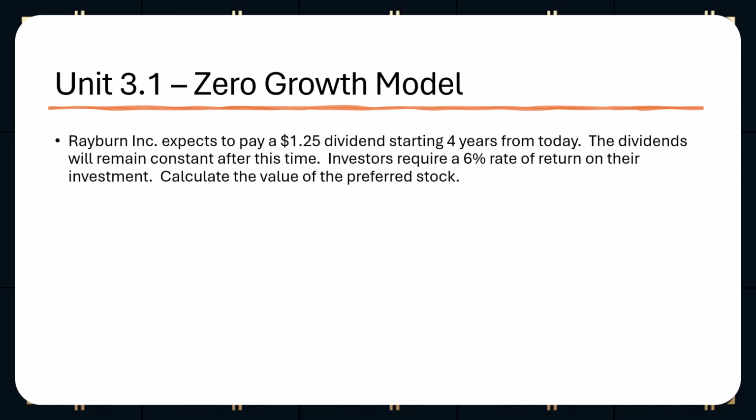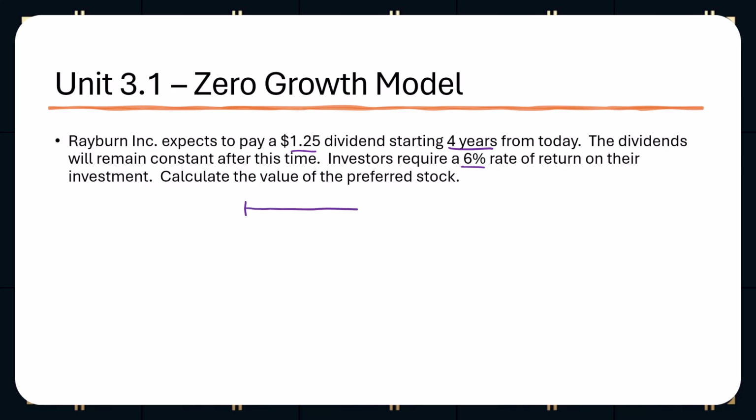Rayburn Inc. expects to pay a $1.25 dividend starting 4 years from today. The dividends will remain constant after this time. Investors require a 6% rate of return on their investment. Calculate the value of the preferred stock. So we already know from our discussion and lecture that the zero growth model is the perpetuity formula. And this particular example is what we call a deferred perpetuity, because they're not going to pay those dividends starting next year. It's actually going to be delayed.